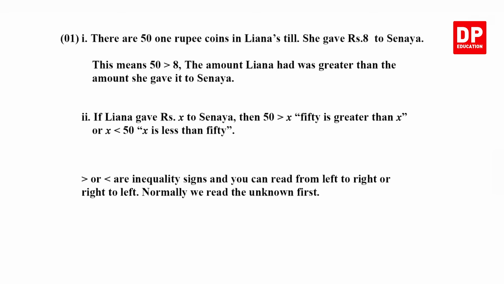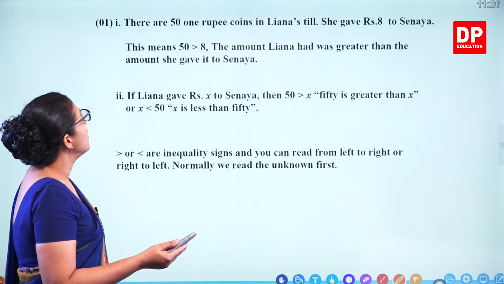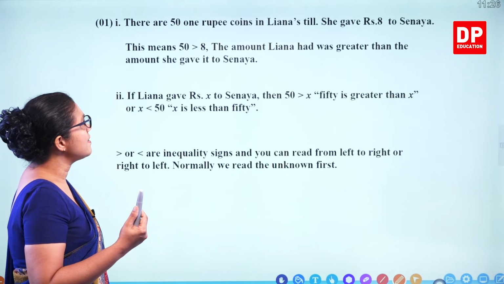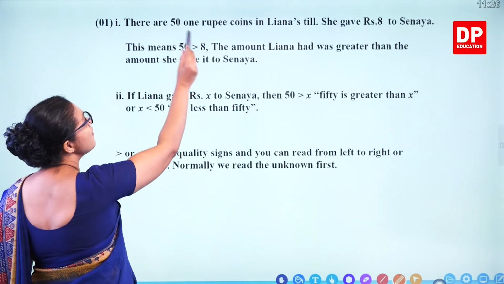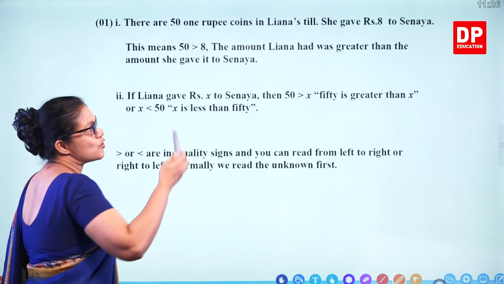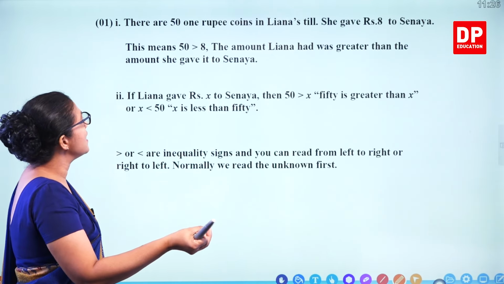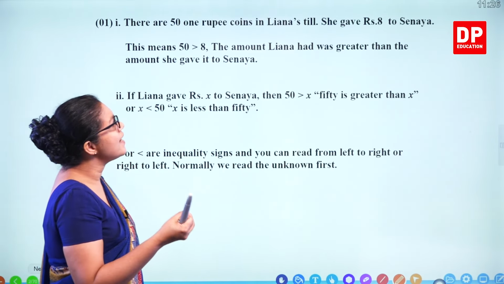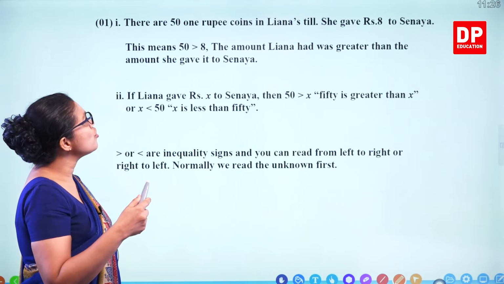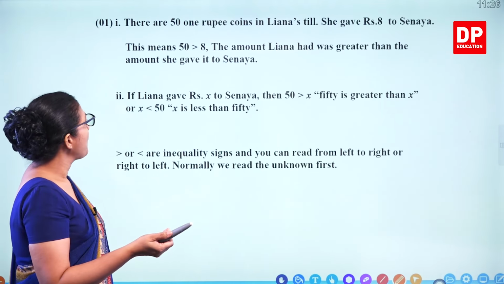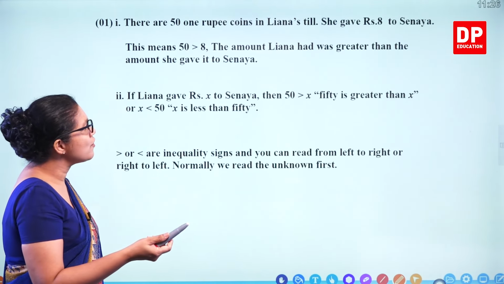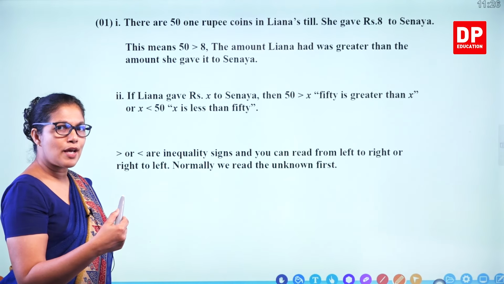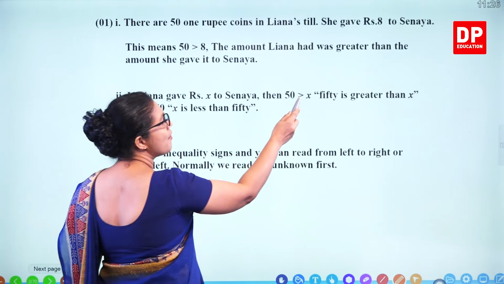Look at this one. There are 50 1-rupee coins in Liana's till. She gave 8 rupees to Sanaya. What this means is that this amount should be greater than this amount, so that she should be able to give that money. So 50 is greater than 8. The amount Liana had was greater than the amount she gave to Sanaya. If Liana gave X rupees to Sanaya, what can you say about that? 50 should be greater than X.